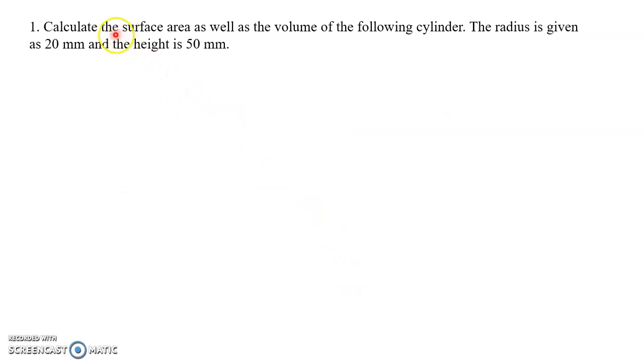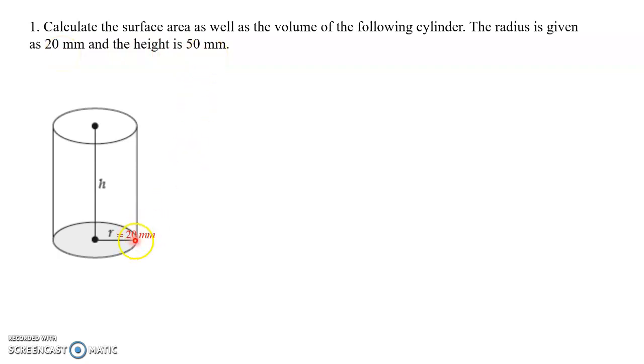The example reads: calculate the surface area as well as the volume of the following cylinder. The radius is given as 20 millimeters and the height is 50 millimeters. Whenever working with circles, please understand, if you are given the diameter, take the diameter and divide it by 2. In this example, they do not tell us whether it's open or closed, so I'm assuming it has a top and it has a bottom.